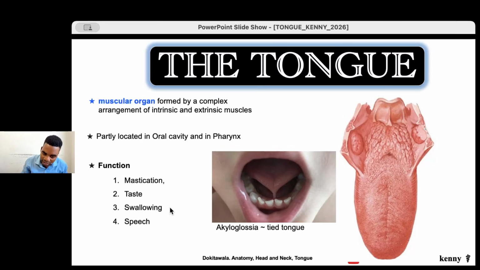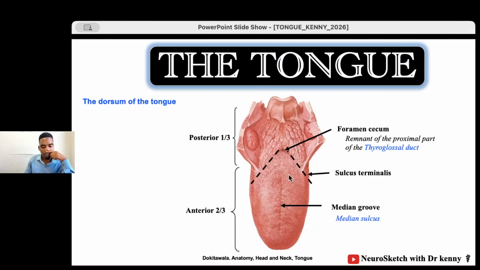The tongue is divided into two parts by the line which is called the sulcus terminalis, or the terminal sulcus. So we have the anterior two-third and the posterior third. The anterior two-third and the posterior third of the tongue are divided by the groove which is called the sulcus terminalis. At the apex of the terminal sulcus, we have a foramen which is called the foramen cecum. It's not really a foramen, but it's a remnant of the proximal part of the thyroglossal duct.